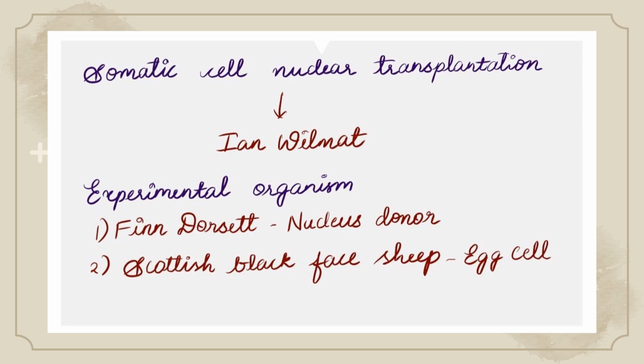So next we are going to see about somatic cell nuclear transplantation, a very famous experiment. We all know about this. This was done by Sir Ian Wilmut, and the experimental organisms he used in this experiment are Finn Dorset sheep and Scottish Blackface sheep. He took these two species of sheep. One is the nucleus donor and the other one is the egg cell donor. We are going to see in the upcoming slide.